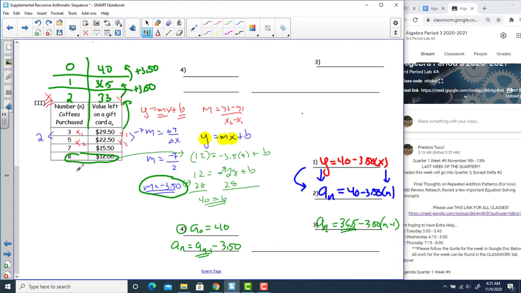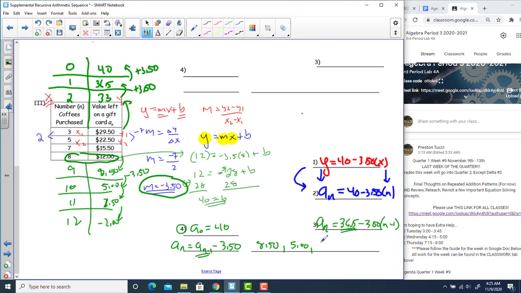If you actually continue to subtract out 3.50 to find out how much was left on the gift card after 9, 10, 11, and 12 purchases, you'd find that subtracting 3.50 from 12.50, I believe, gets you $8.50. And if you subtract 3.50 again from 8.50, you get $5. And if you continue, you're going to get down to $1.50. And if you subtract 3.50 again, you're going to get down to negative $2. So you actually couldn't purchase a 12th coffee there. You wouldn't have enough on the gift card. You don't have enough to purchase that last coffee.